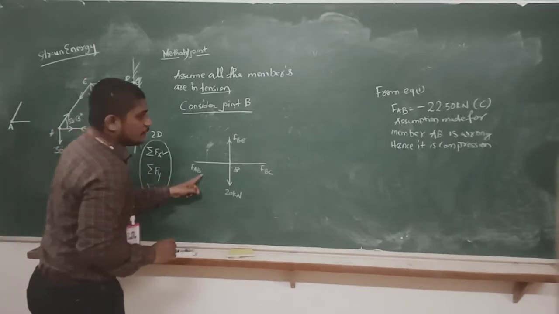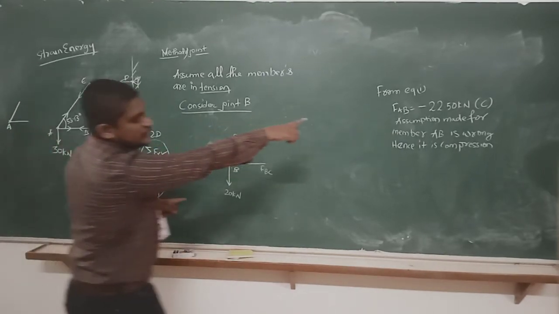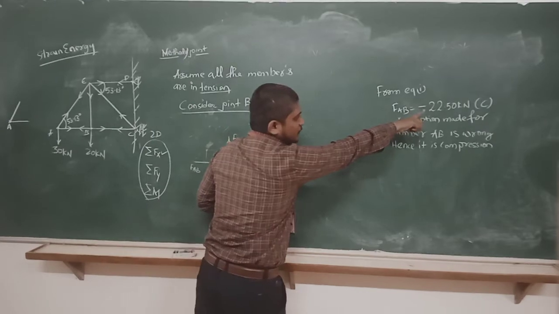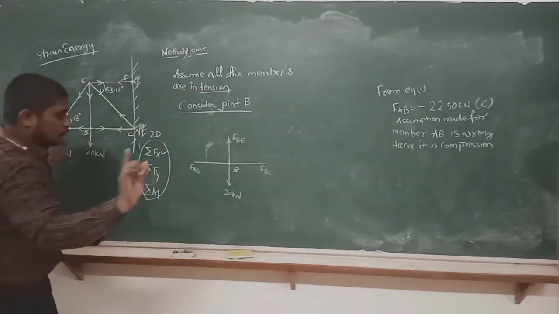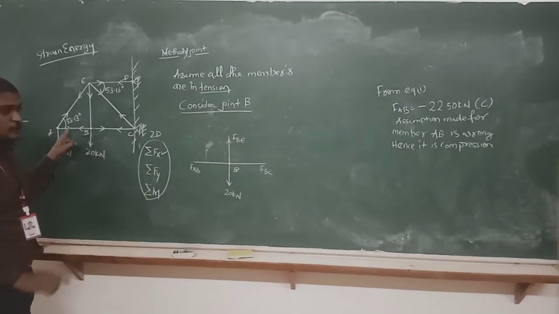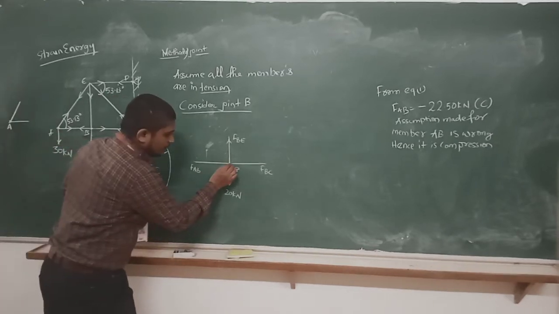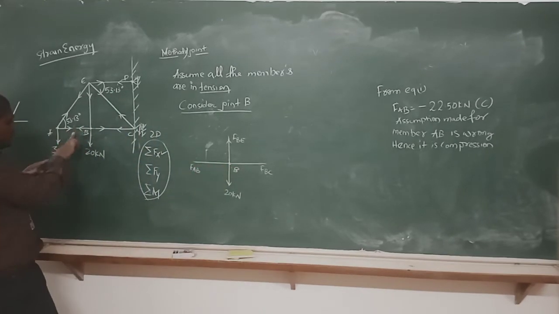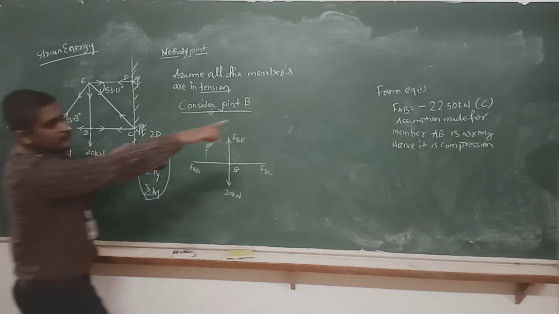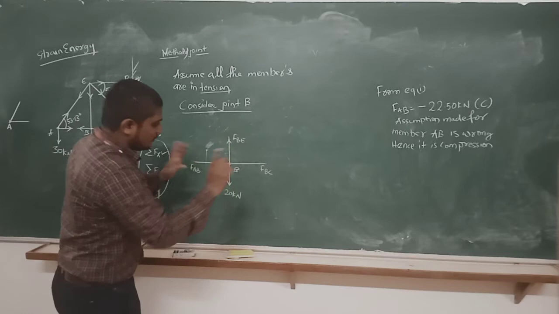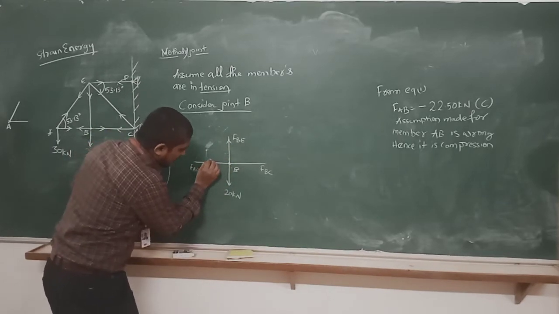Okay, FAB we have already calculated. How much is FAB from the previous joint? This minus 22.50. Only what you have to do here is, the direction which you have chosen here. So from B, what is the direction? See here, if I cut this in between, the direction is like this. But how much answer are you getting here? Minus, means it is in compression. Means you just change the direction.